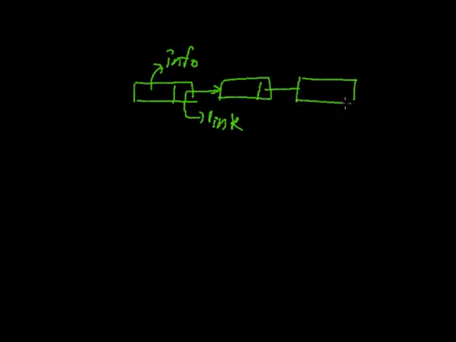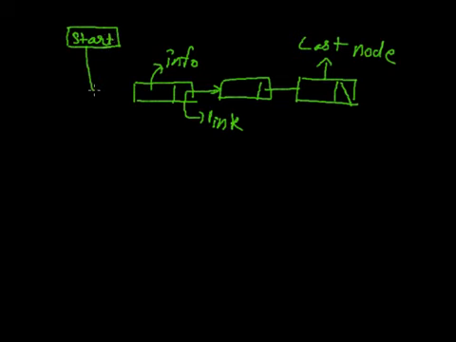And if the address part is null, it means this node is not pointing to some other node. Means the link part of this node is not pointing to some other node. Means this is the last node. Now, the node which points to the first node is called the start node. So this is our singly linked list.